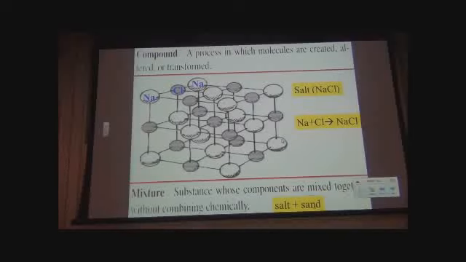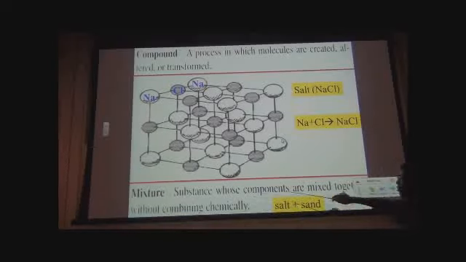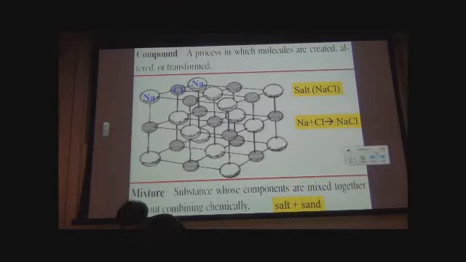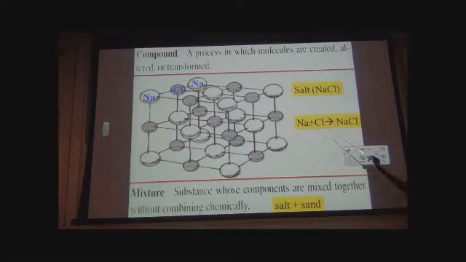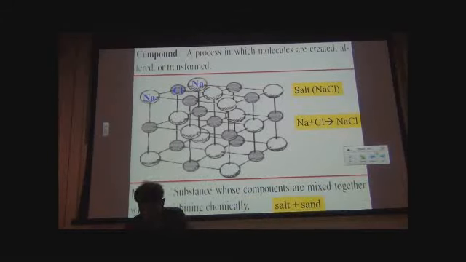Okay, a mixture, as opposed to a compound, is a substance whose components are mixed together without combining chemically. So an example of a mixture is salt plus sand. The salt and the sand do not react chemically. However, they're completely mixed together, right? In the case of the compound, you add the sodium and the chlorine, they react to form something new, sodium chloride. So this is a compound, whereas this is a mixture, the salt plus sand.